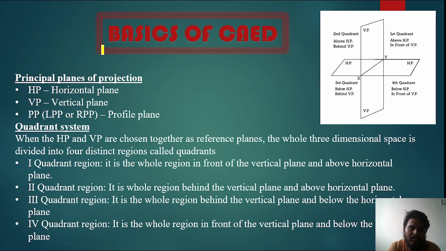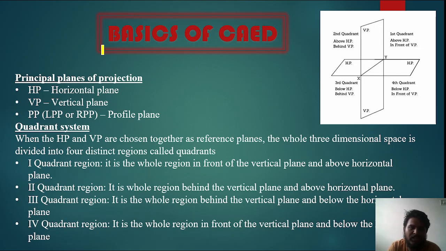Basics of CAD. So let's talk about the principal planes of projection. So basically there are three planes of projection: HP, VP, PP, namely horizontal plane, vertical plane and profile plane. This will be used when we are drawing on the sheet or in Solid Edge. So basically HP is the plane which is horizontal to the surface and VP is the plane which is vertical to the surface. And the line which is connecting both the planes is called the XY line.